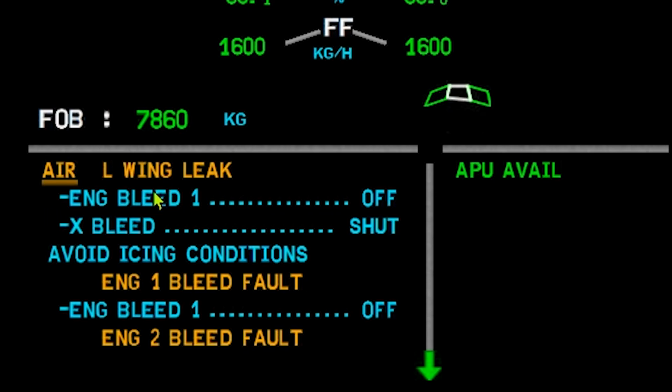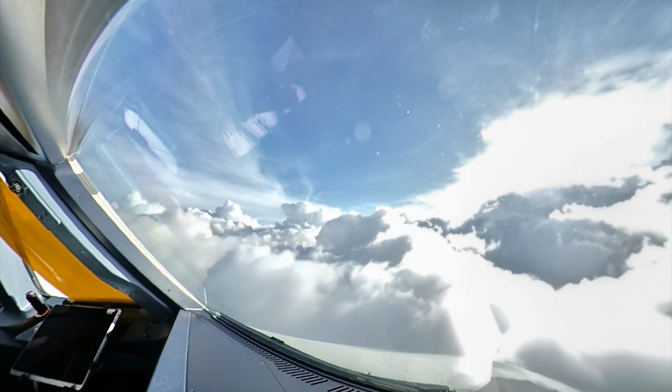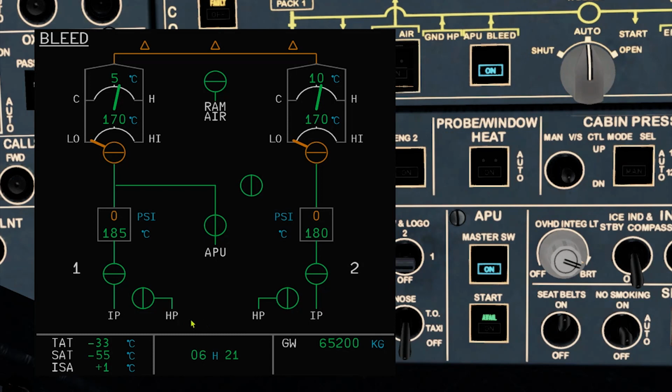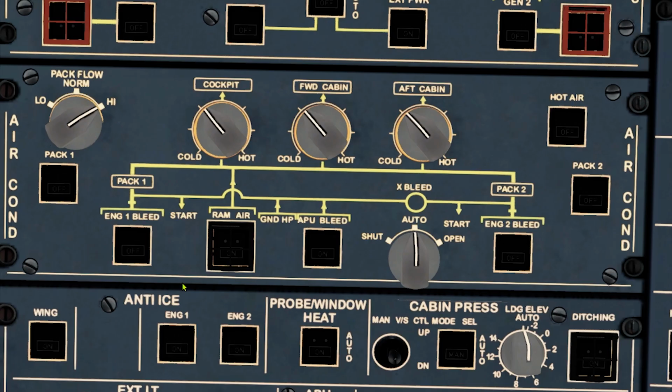This is provided there are no subtitles with the alert. Later on, we will have a look at bleed failures with subtitles. So, if no engine bleed is recovered, turn the APU bleed back on. And if pack 1 is available, turn pack 2 off.